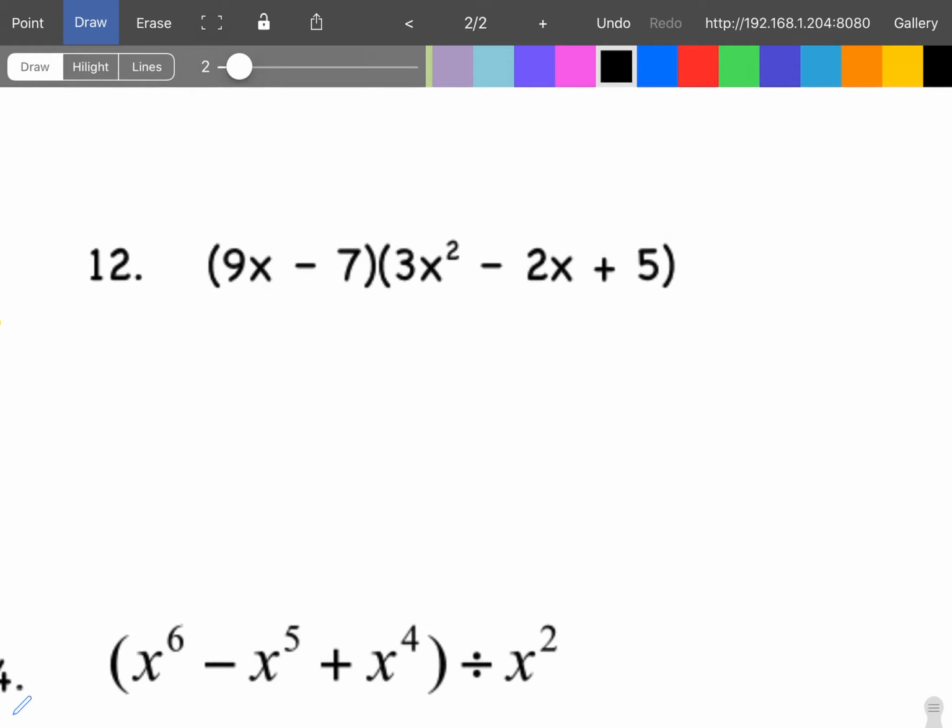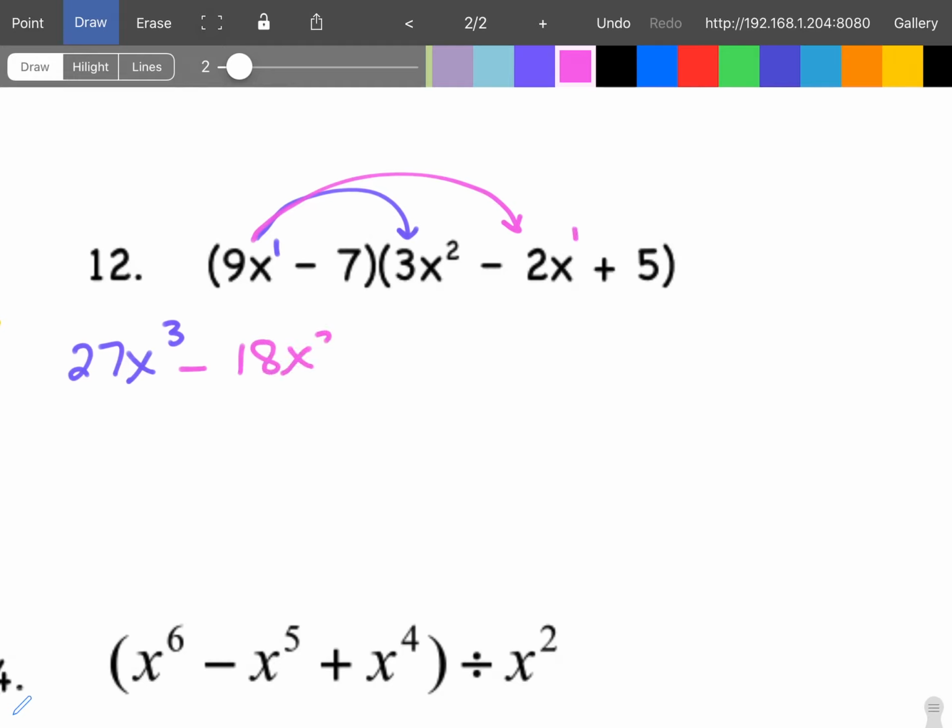And on number 12, when we do our distributing, 9x times 3x squared would be 27x to the third power. 9x times negative 2x is a negative 18x to the second power. And 9x times 5 would be positive 45x. Moving on to the minus 7.